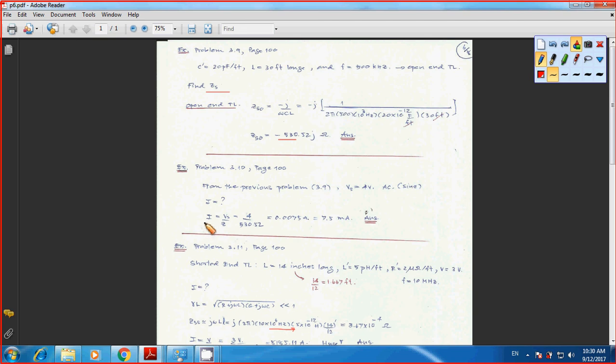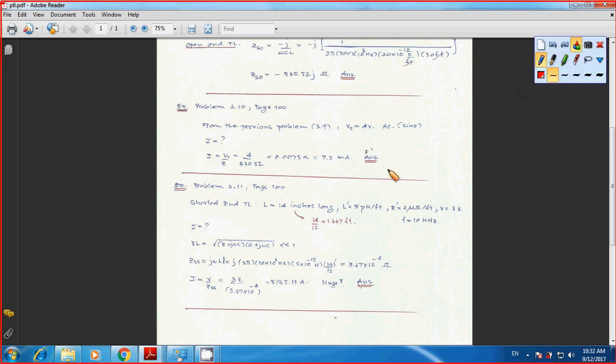And you can also find the current in the same problem here. Your Vs is 4, so you divide 4 by Z total. That's your Z, 530.52. That gives you 77.5 milliamps.